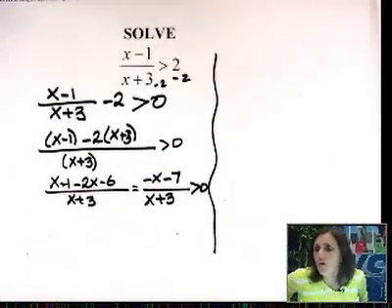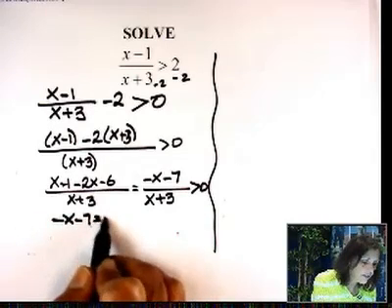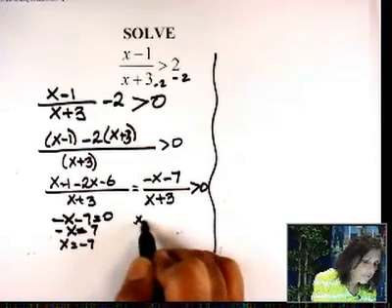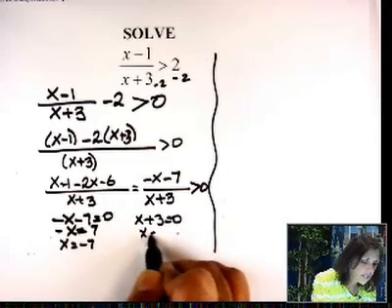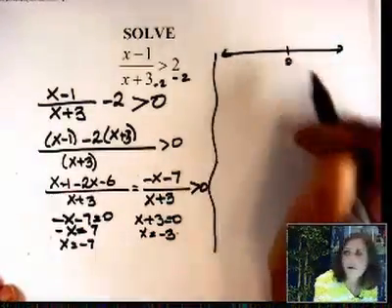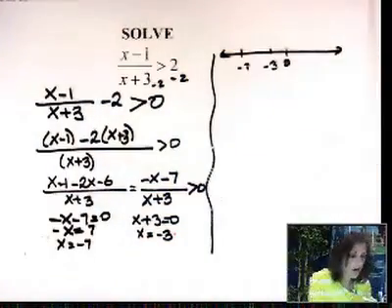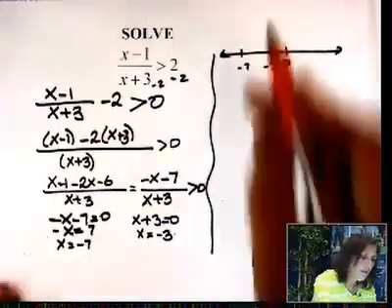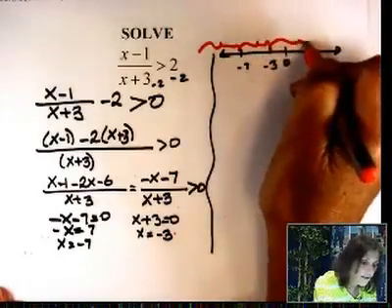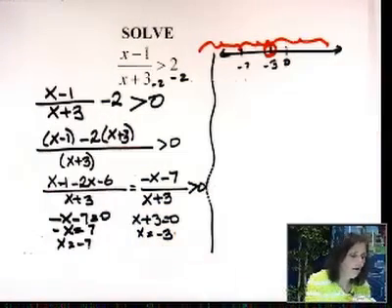Now this is what I'm going to do. What are my critical points? Negative x, negative 7 equals 0. Negative x equals 7. X equals negative 7. The other one is x plus 3 equals 0. X equals negative 3. So it's negative 7 and negative 3. How many regions do I have? Here, here, and here. Now what is it that you don't want? You don't want negative 3, so make sure you take that one out.